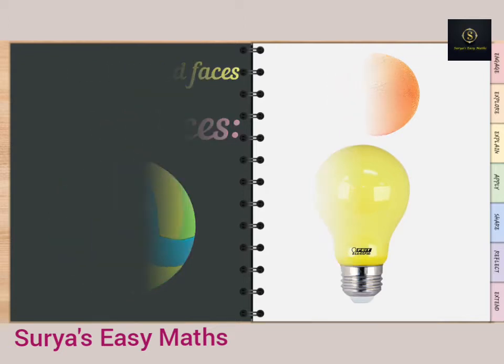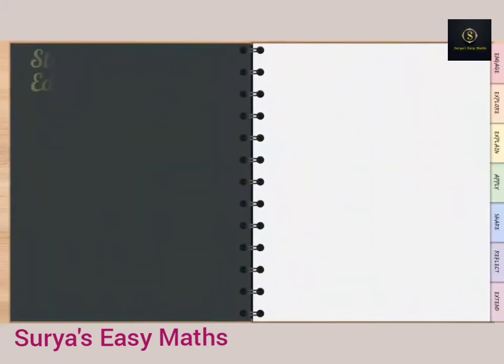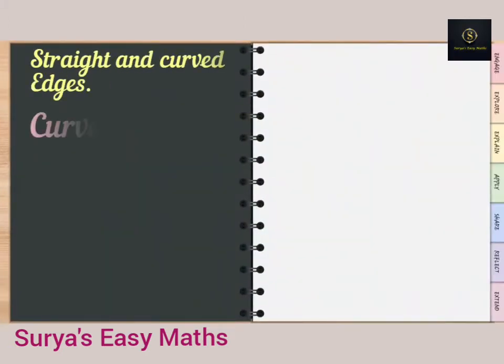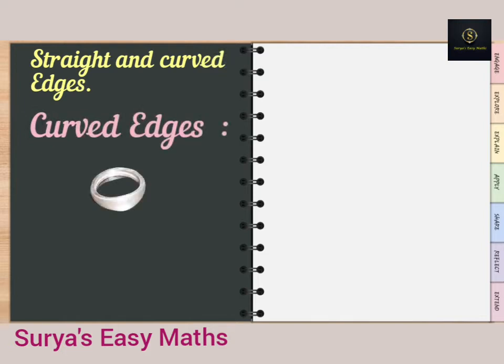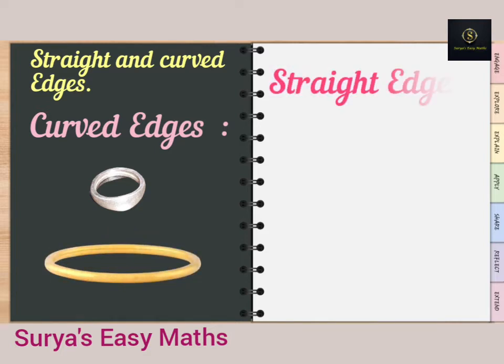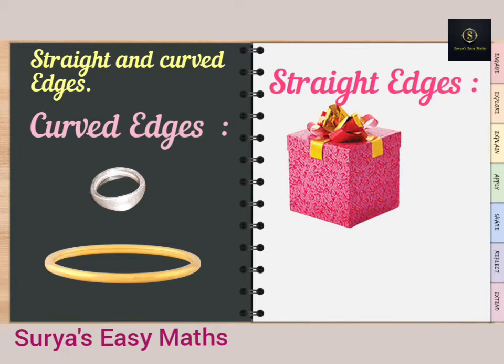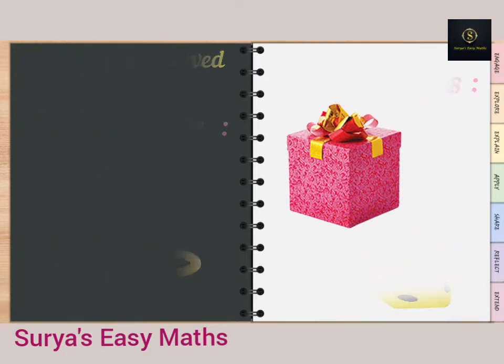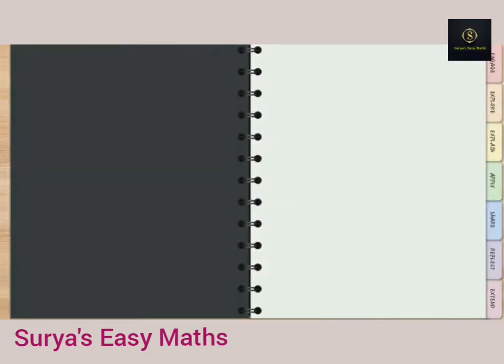Now children, let us understand about straight and curved edges. Children, see here. A ring and a bangle have curved edges or sides. Yes children? And if you observe, a box and a dice have straight edges or sides. Now, look at some solid shapes and let us learn their properties.